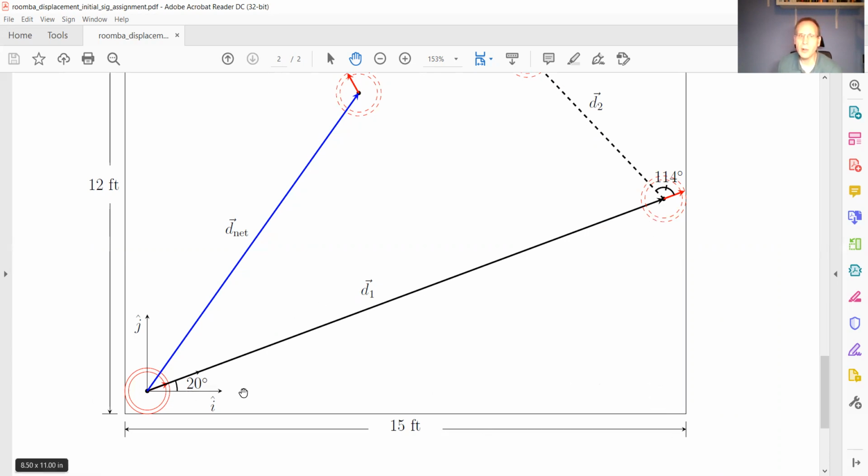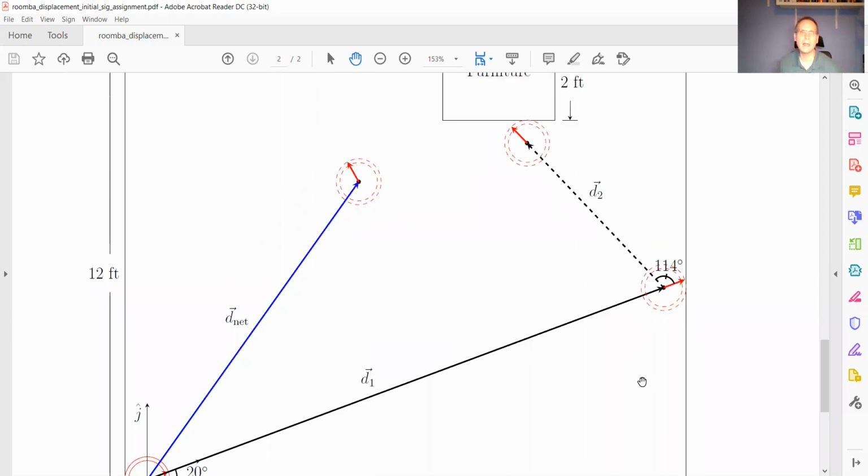So you can get the x component from basic geometry, and you can get the y component, D1y, by using trig, now that you know the x component and you know this angle here. So it kind of gets you started.